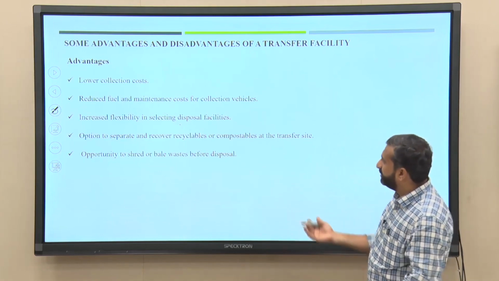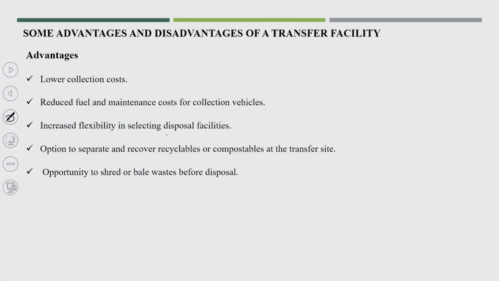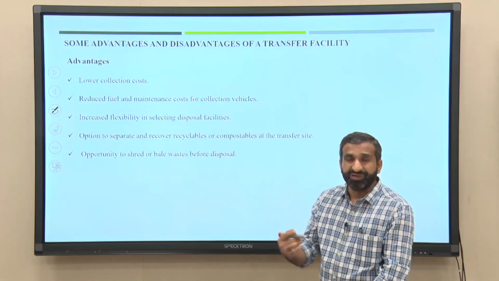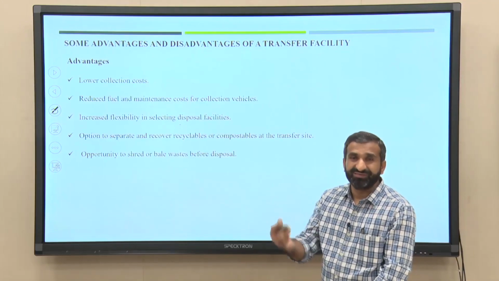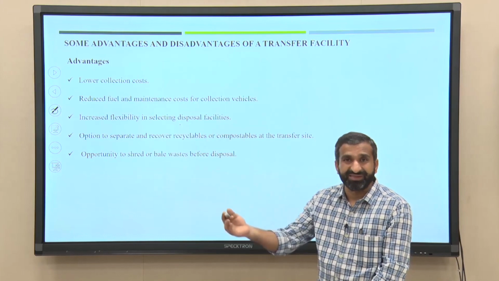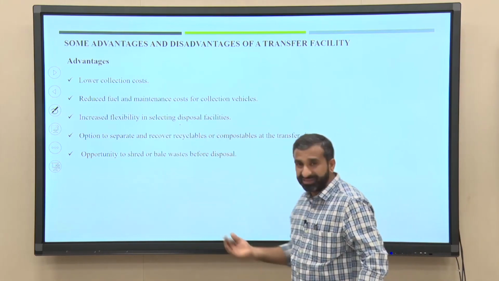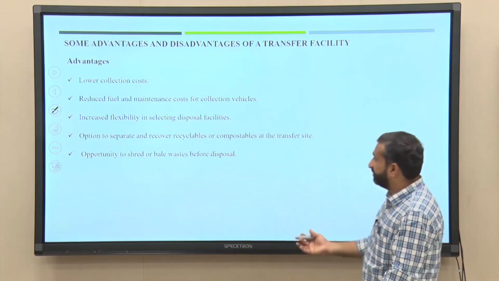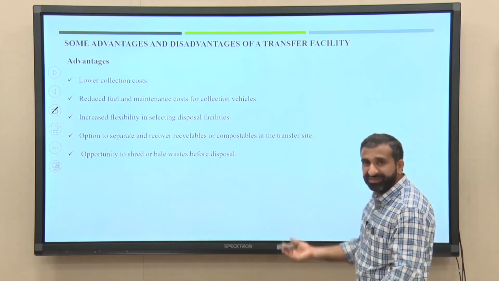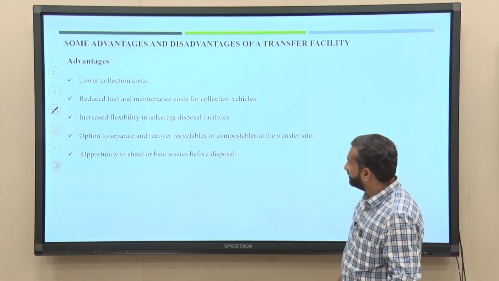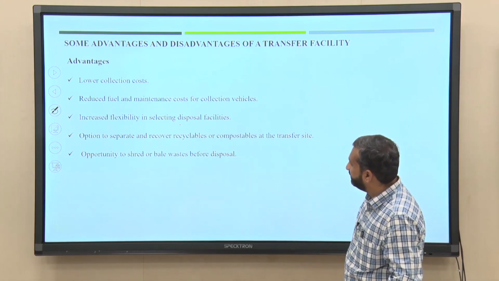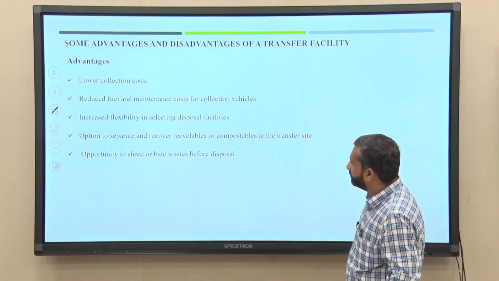So, because of that, reduced fuel and maintenance cost of the collection vehicle, this is one very important issue in the Indian waste collection system, because we are using a number of vehicles for primary collection separately and secondary collection separately. So, obviously, the maintenance cost is very high. By reducing the hauling we can reduce the maintenance cost, and increase flexibility in selecting the disposal facility.